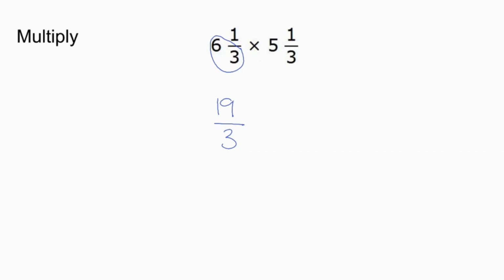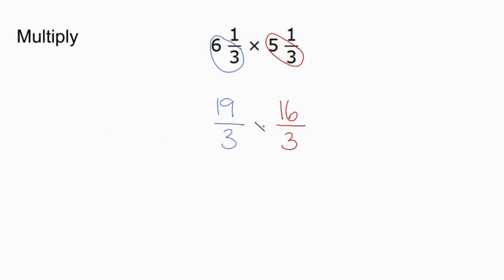Now I'm going to do the same thing with 5 and 1/3. So multiply the 5 that lives out in front to the denominator of 3. 5 times 3 is 15, and 15 plus that numerator of 1 becomes 16. So 16 over the old denominator of 3.